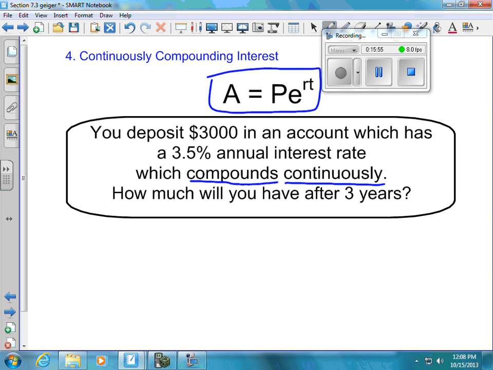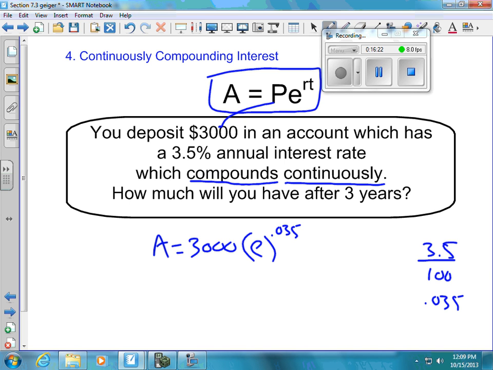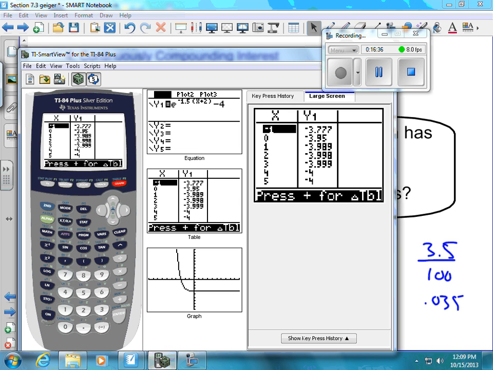So we identify A is the amount, P is the principal or the starting amount. So the principal in this case is $3,000 times e to the rate. The rate is 3.5%. Remember, we take that, divide it by 100 to get our decimal, 0.035, or just move the decimal 2 places to the left to convert it from a percent to a decimal. Times the time t. We want to know after 3 years. So if we just put our money in an account for 3 years, that compounds continuously at a rate of 3.5%, how much money will we have?